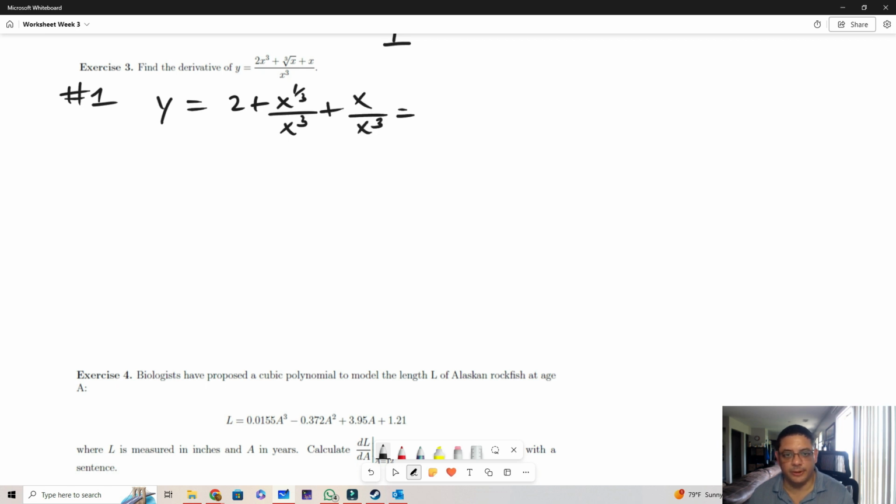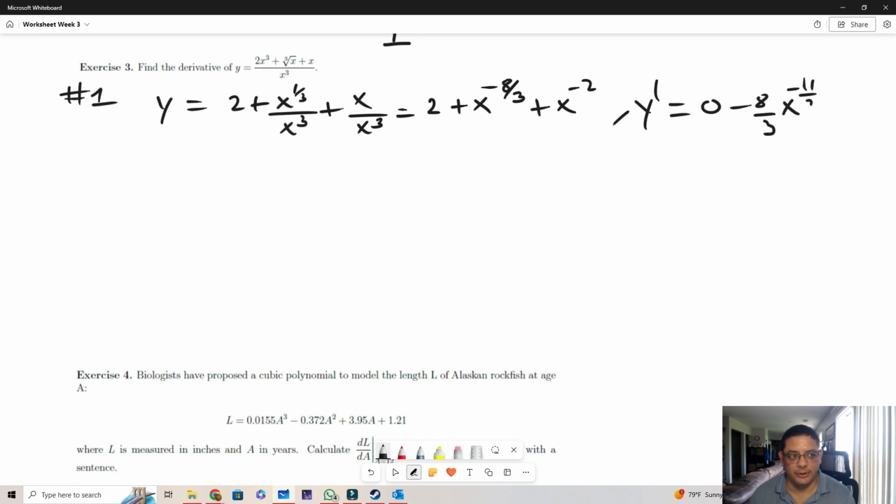x cubed, or this is just 2, and this is plus x to the, and 3 will be 9 over 3rd, so this will be minus 8 over 3, simplifying, and this will be x to the minus 2 when we're simplifying. And so again, the derivative here will be 0 minus 8 over 3 x to the minus 11 over 3, and then minus 2 x to the minus 3. That will be the derivative. This is, again, if we're just using the method of simplifying what the function is before doing anything.